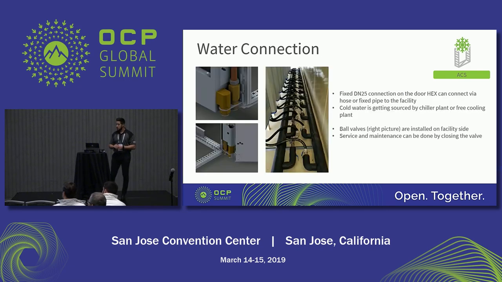The water connections: we use fixed DN25 water connections. It can be done by hoses or fixed pipes from the facility. The cold water is sourced by a chiller or free cooling plant. Also on the right, you can see ball valves installed. That means if there is a case for service or maintenance, you can close the ball valve and service or maintain your door heat exchanger if needed.